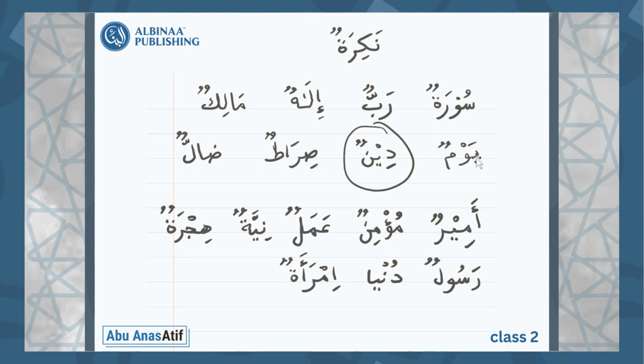Deenun means a religion, a way of life. It's not the specific deen, it's not the deen that is specified. It's general. So anything that a person takes as a way of life or a religion is a deen. A deenun, a deen.